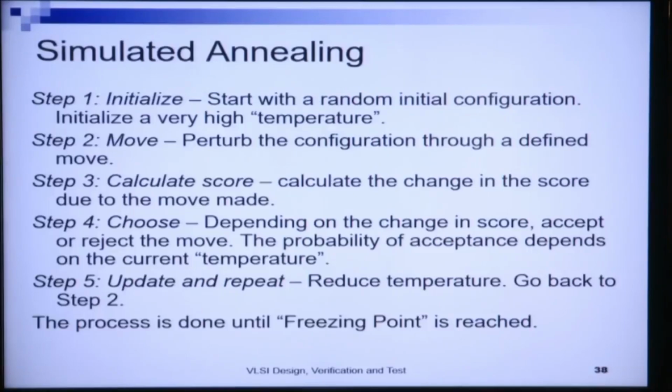So now we look at the steps of the simulated annealing. So we start with a random initial configuration. Fine. Initialize it to a very high temperature. That means I have taken the solution that I have obtained from my heuristic graph coloring algorithm for registers and function units and use that to obtain a random merging.